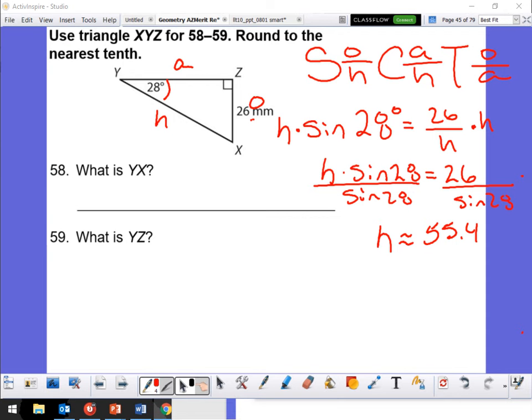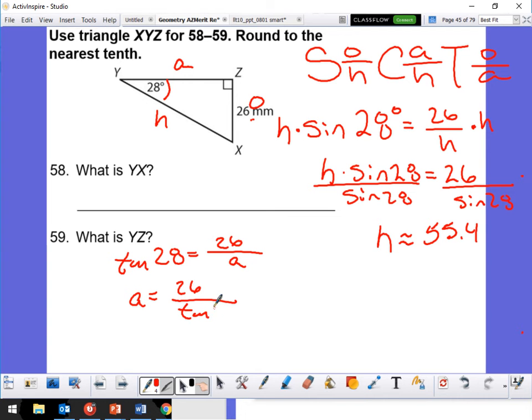All right, let's see what we got. If we did it correctly, it should be tangent 28 equals 26 over A. A equals 26 over tan 28. Yeah, I skipped one step. So A is about 48.9. What are my units? Millimeters. Very good.